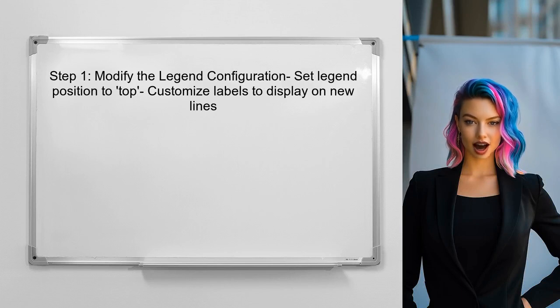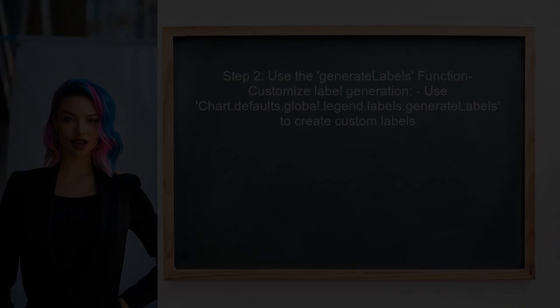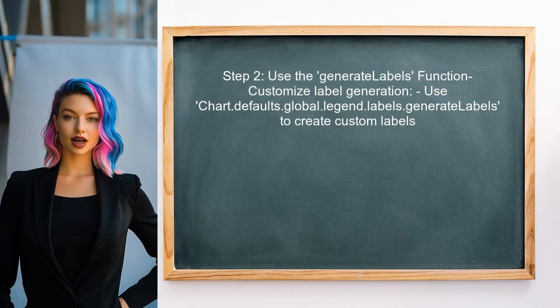The user should set the legend's position to top and customize the labels to display each on a new line. Next, the user can achieve the desired label formatting by using the generateLabels function. This function allows us to customize how the labels are displayed in the legend.